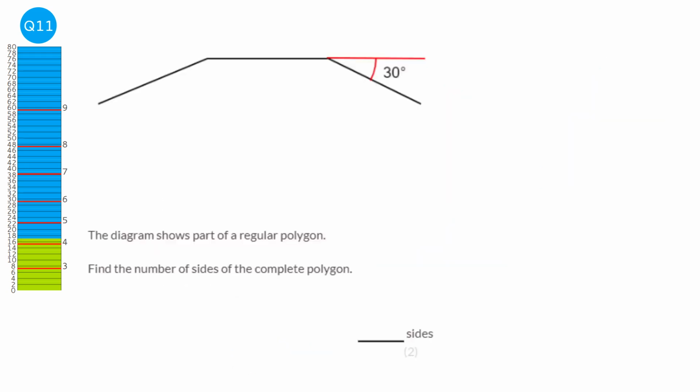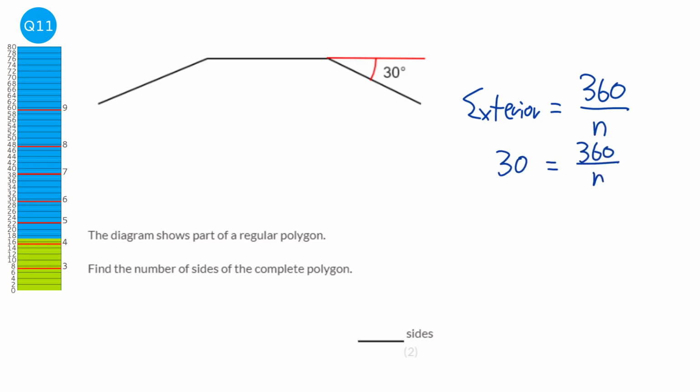So quadratic function. The formula for an exterior angle for a regular polygon is 360 divided by the amount of sides. Now here we're given the fact that the exterior angle is 30 and we're looking for n, so we just need to rearrange the equation. We can times both sides by n.